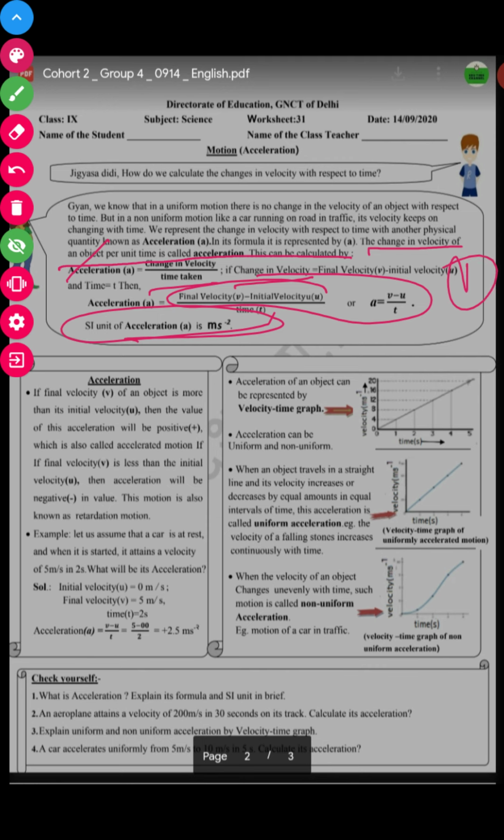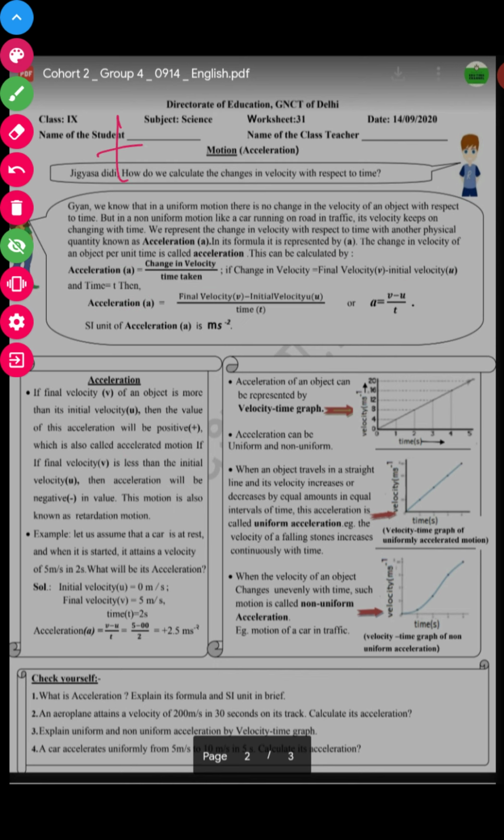Okay. Second, if an aeroplane attains the velocity of 200 meter per second in 30 seconds on the track, calculate acceleration. In the second question they have given you time. I'll show you. How many seconds? 30 seconds. Time we have 30 seconds. Then initially the aeroplane was at rest, so we have 0 meter per second. We have 200 meter per second.